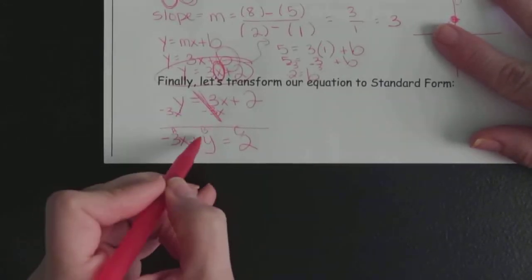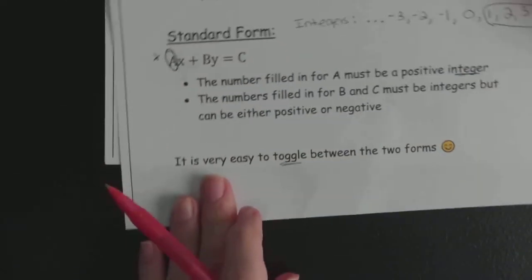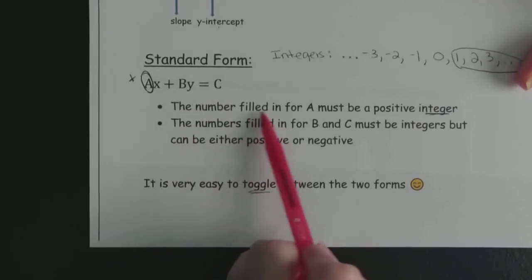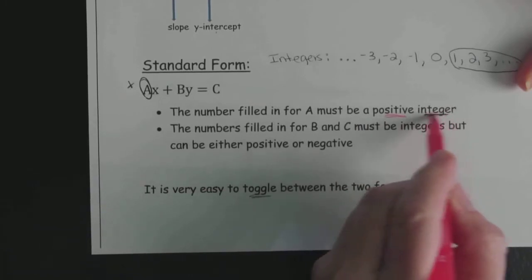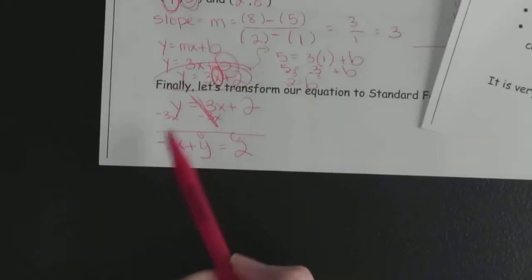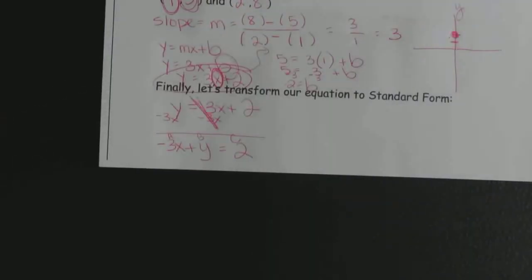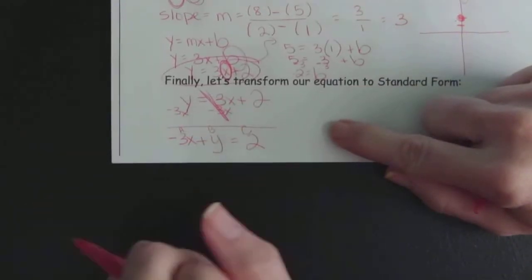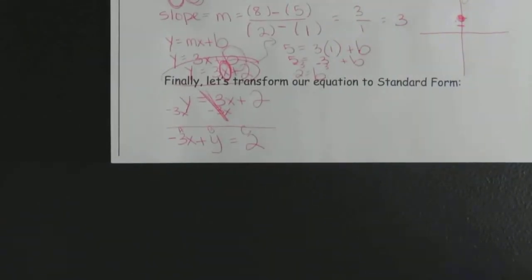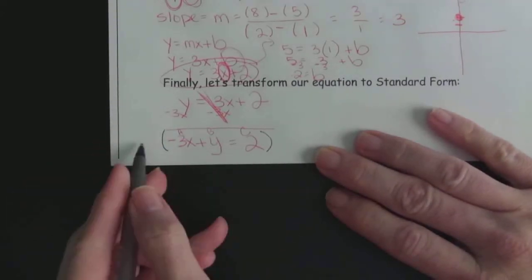Now this looks pretty good, except we have some rules about the a, the b, and the c. In this case, my b is just like a 1 here, 1y. But let's look back at our rule for a. The number filled in for a must be a positive integer. Right now, it's an integer, negative 3. I mean, that's on our list. Negative 3 is an integer, but it's not positive. So we have to do something to this equation to force it to be positive.